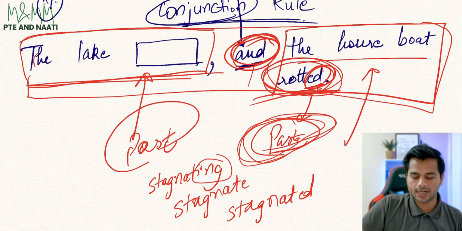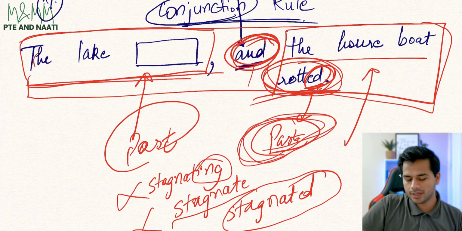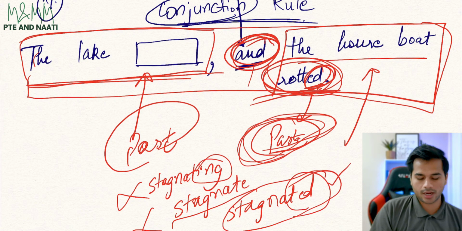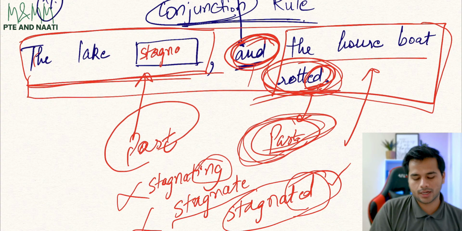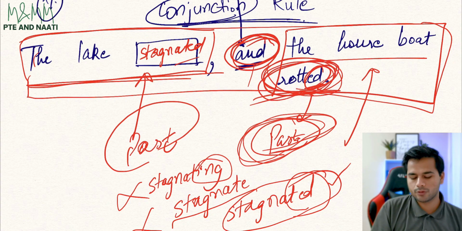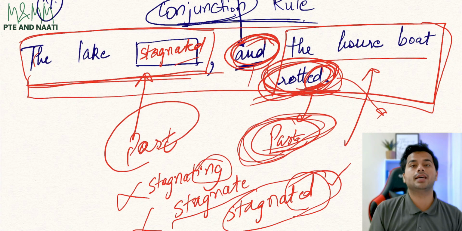So "stagnating" ends with "ing", it's present tense, so this can't be my correct answer. "Stagnate" can't be my correct answer because it's in the present tense. "Stagnated", as I can see "ed" at the back, means it's in the past tense. My correct answer has to be "stagnated" because it's in the past tense. And like I said, if on the right hand side they had given us a present tense, my left hand side answer would have been a present tense as well.